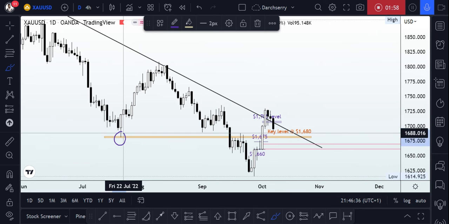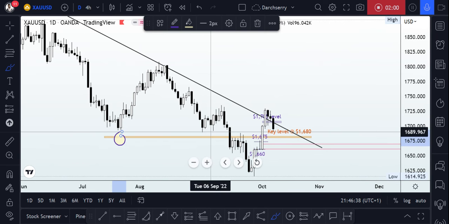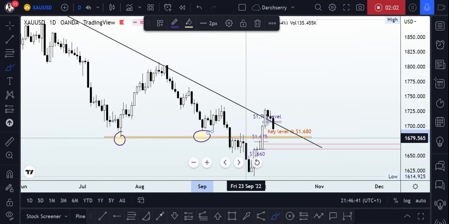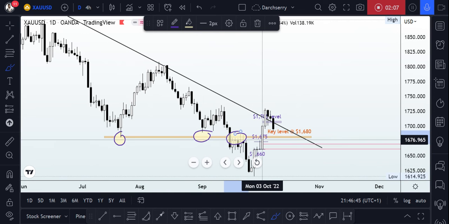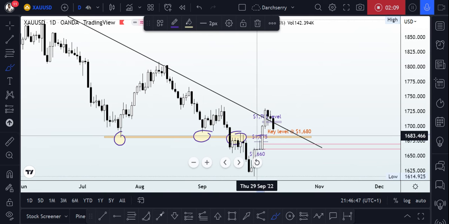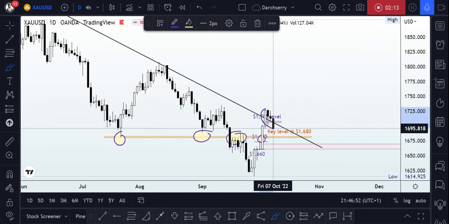As we can see what has been happening around the key level at the $1,680 area, we saw in the month of July where buyers came here. We saw it in the month of September. We saw multiple rejections in the later part of September. And during the course of last week's trading session, we saw a breakout of that key level, leading price back into the bearish trend line.